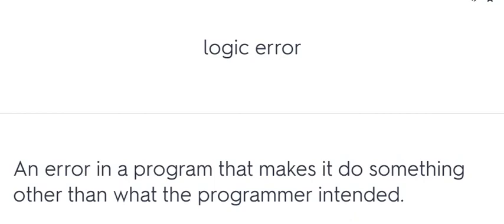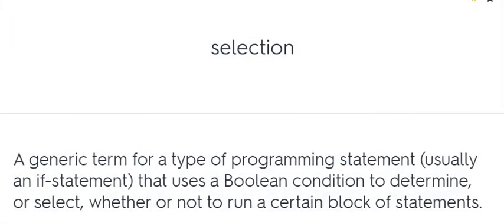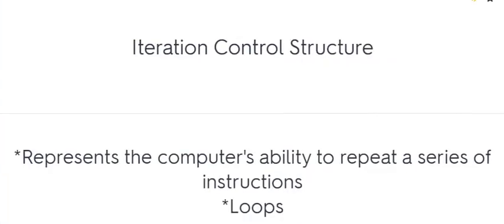Sequence, the order in which things happen or should happen. Selection, a generic term for a type of programming statement that uses a Boolean condition to determine or select whether or not to run a certain block of statements. Iteration, a control structure representing the computer's ability to repeat a series of instructions, loops.